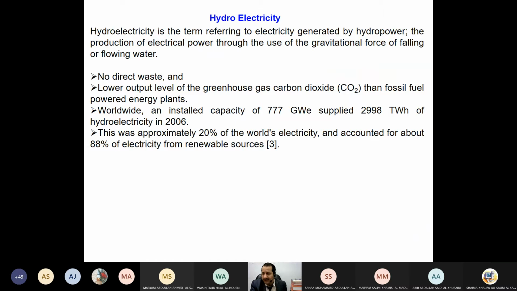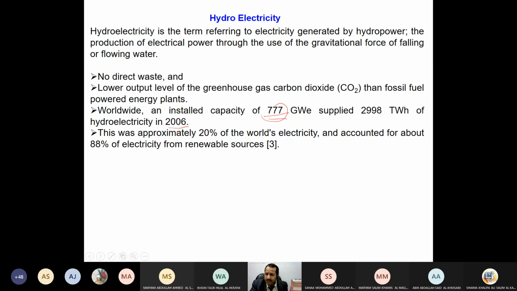But let's look at the bright side, the advantages. We are talking about a no-waste energy system, because we are not burning fuel. There is no ash, there is no CO2, nothing. And compared with others, it's really a low CO2 emission technology. It's huge. See the installed capacity, 777. It's a simple number to remember. 777 gigawatts of electricity generated. This is old, we are talking about 2006.